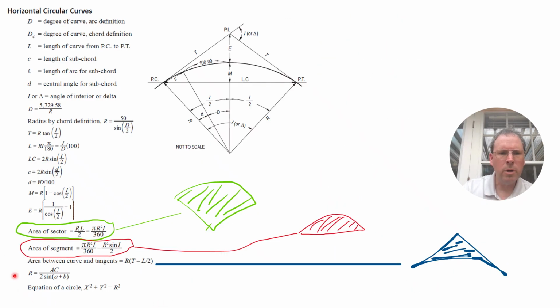And there are also some other equations down here. You have this area of sector, area of segment, and area between the curve and the tangents. The area of the sector is like the pie shape that forms here. I just sketched a little bit. The area of the segment is for calculating this area, just this top part here. And the area between the curve and the tangents is like that hat, kind of like the area up here.